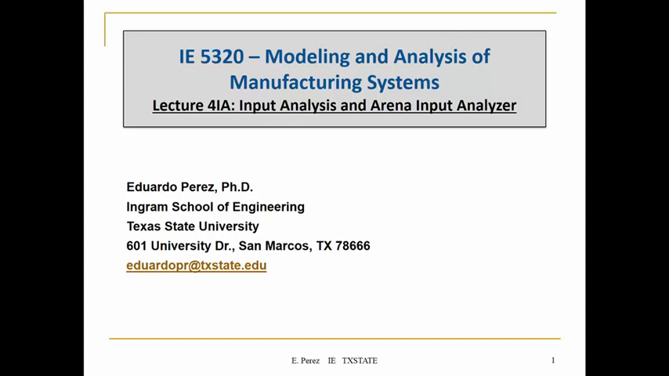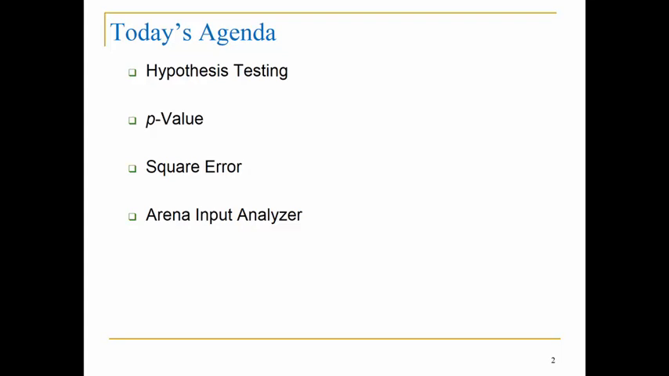But before we get into the details on how to use the data, we need to understand some concepts, and those are the ones that I'm going to explain now. We're going to briefly talk about these four things. The first three are hypothesis testing, p-values, and square error. The reason I'm going to explain them is because these are the three concepts that we're going to use to decide whether or not our data is fitting a probability model that we can use in our simulation.